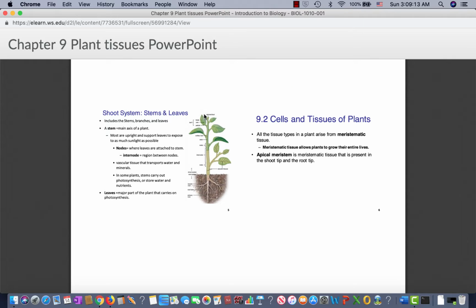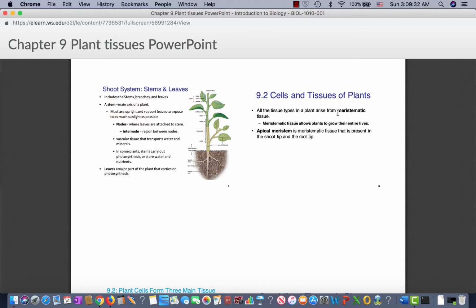So the stem is your main axis of the plant. The nodes are where leaves attach. The internode is the region in between leaves on the stem. And leaves are where your photosynthesis takes place. All tissues in the plant arise from meristematic tissue, which allows them to grow their entire life. Your apical meristem is at the tips of the shoots and the roots.